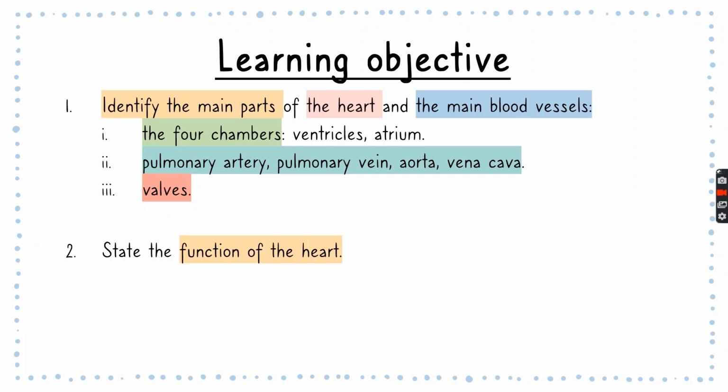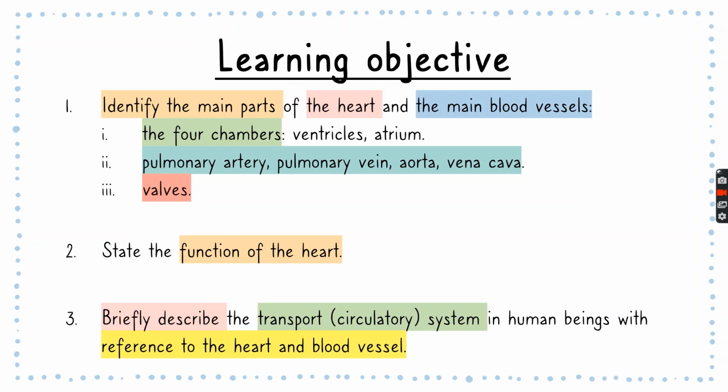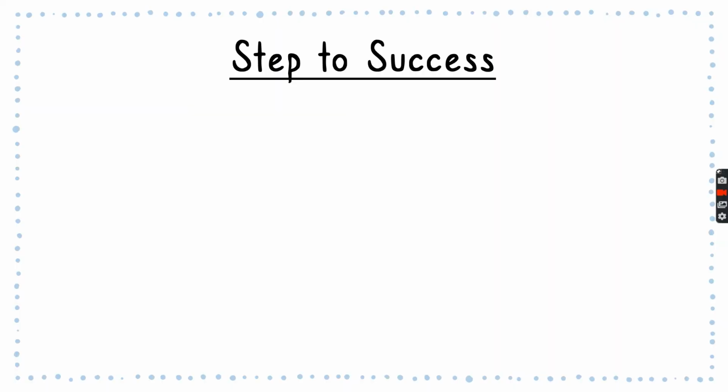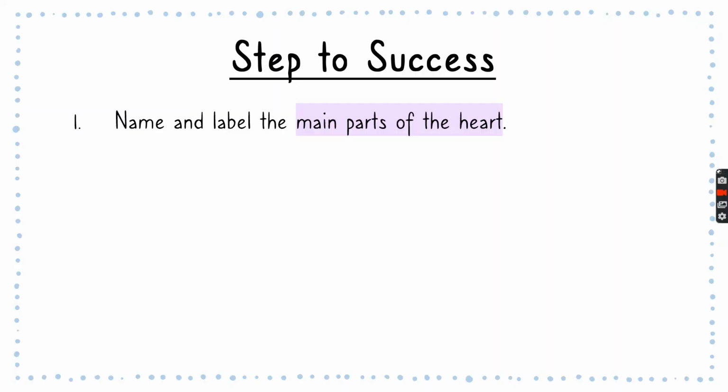Number 2, state the function of the heart. And number 3, briefly describe the transport, aka circulatory system, in human beings with reference to the heart and blood vessels. Steps to success for today is number 1, name and label the main parts of the heart.